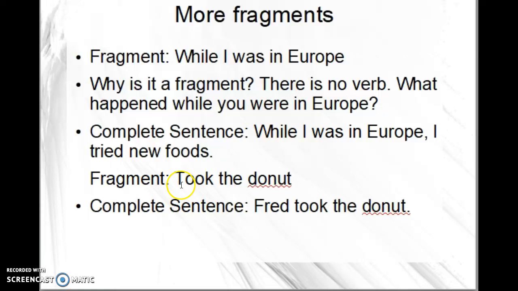Okay, now a little bit more complex here. There's a fragment. It says, took the donut. You might look at this and say, well, this has a noun, which is donut, and it has a verb, which is took. However, the subject of the sentence is missing. It doesn't say who took the donut. So in this particular case, you really have to rely on that subject, verb, object arrangement, because if you're simply looking for a noun and a verb in the sentence, this sentence has both: the donut is the noun and took is the verb.